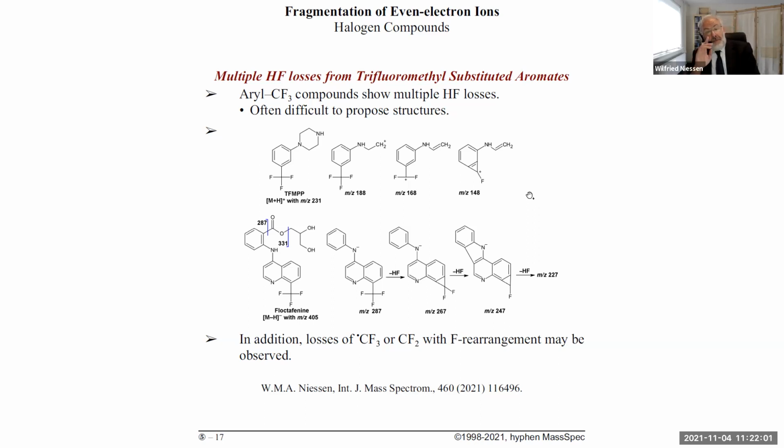You should be aware of the fact that the loss of 20 is very characteristic for the presence of a fluorine, because there's no other way you can see losses of 20.